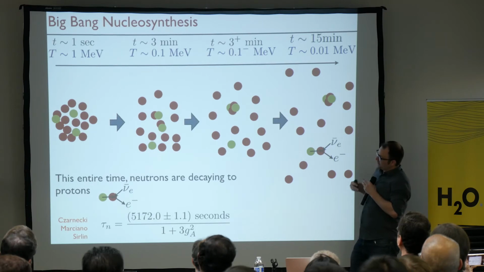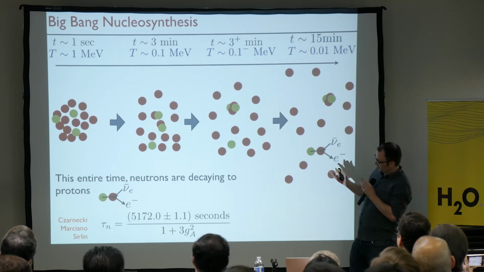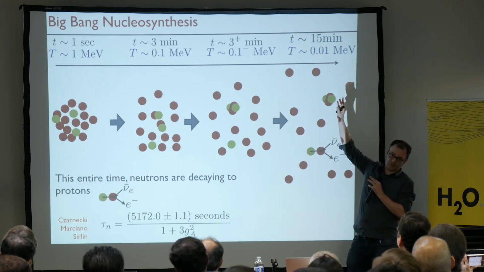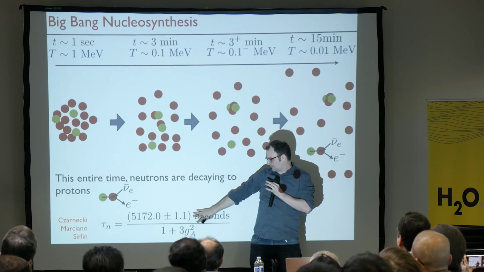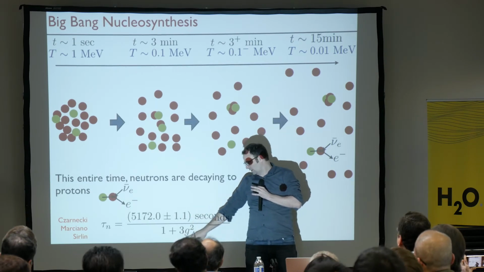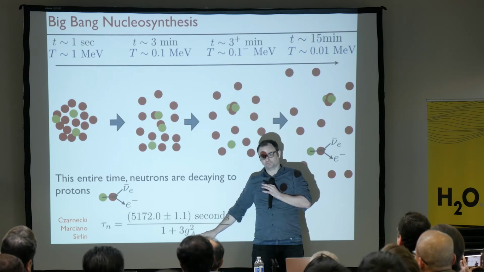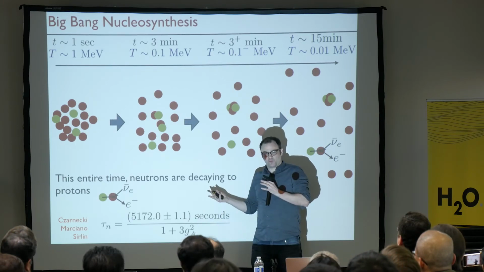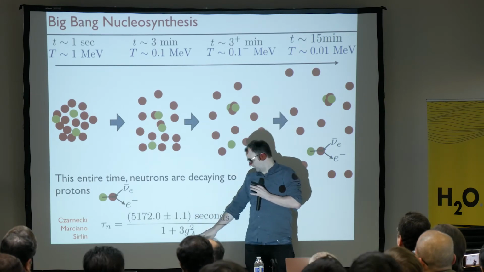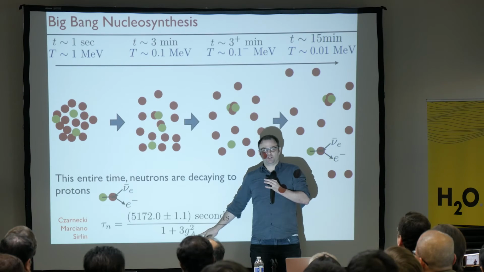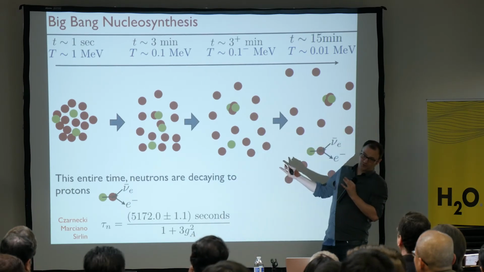So we actually can predict almost entirely what the lifetime of the neutron should be using the standard model. And it turns out it's this number. It's 5,000 seconds divided by 1 plus 3 times some number we call GA squared. So with the standard model of physics and a pen and paper, I can calculate every single number here except for this GA. And this GA, I need a gargantuan supercomputer to compute. And that's because nuclear physics is hard.